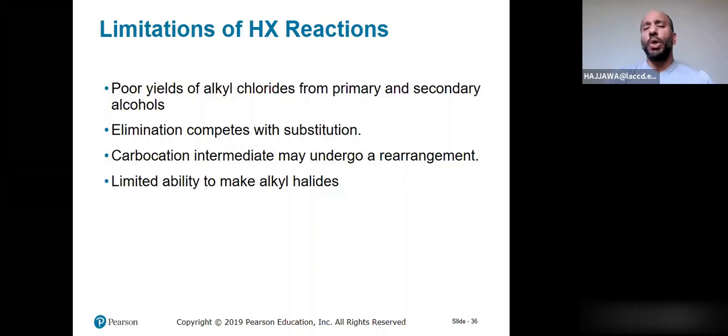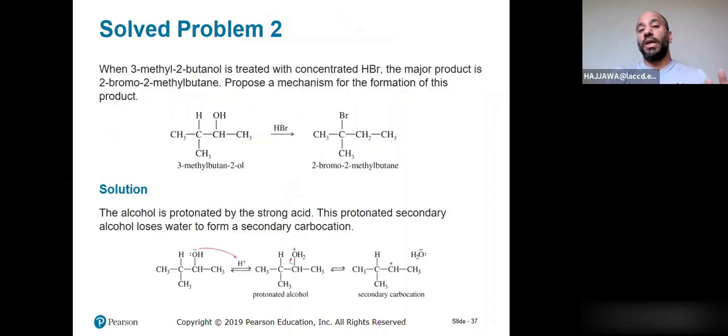Limitations usually tend to be a poor yield, especially if I have a primary alcohol. Elimination is a problem, where you may end up having an alkene instead of a substitution. Of course, because of the formation of carbocation in the case of secondary and tertiary, there is a possibility of rearrangement. That's what actually forces us to find alternatives when I have a primary or secondary alcohol to be converted to their alkyl chloride or halide.